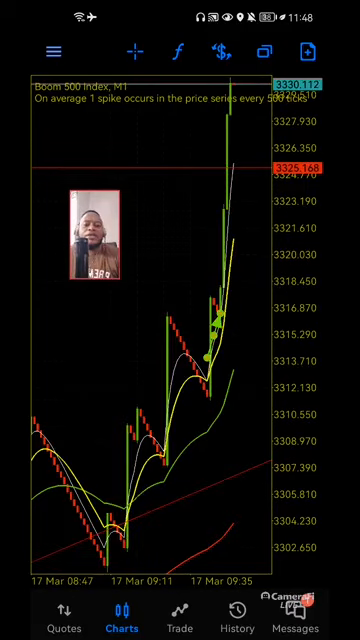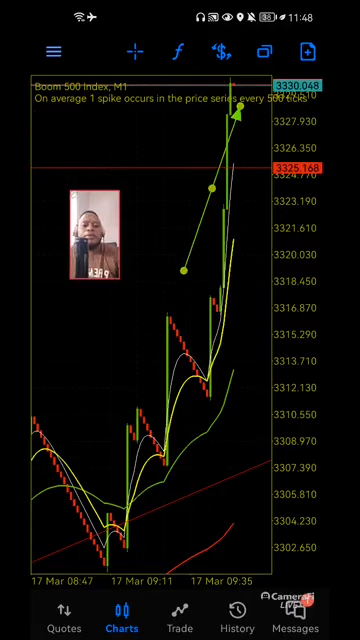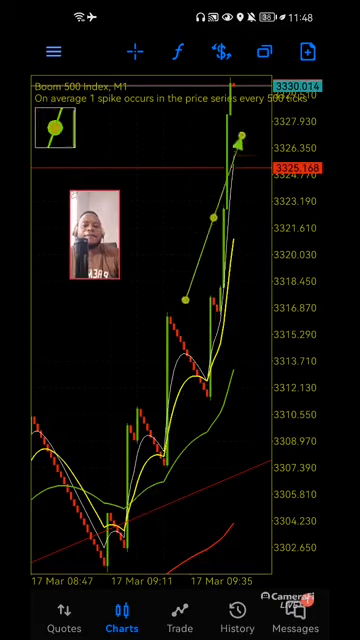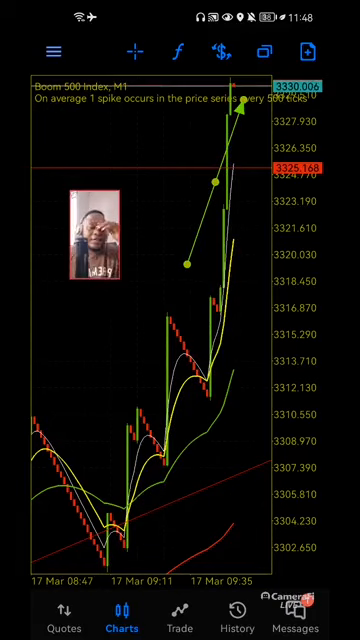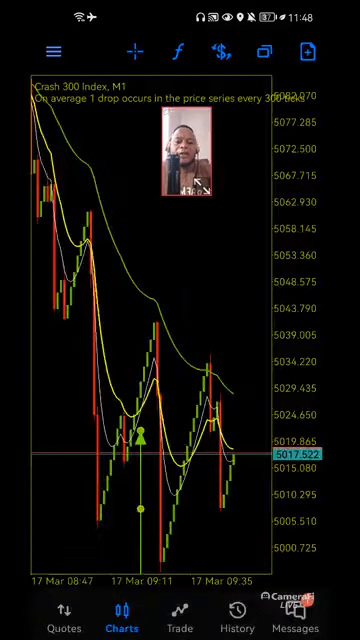This is where we got our signal. These are the spikes, guys. We are speaking of the spikes there, up until you go to the top. These are the spikes. You just get them at your own time. Let's go and check Crash 300.